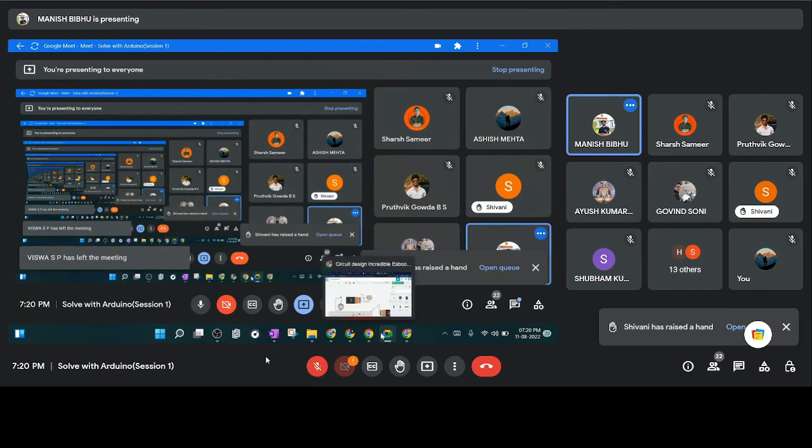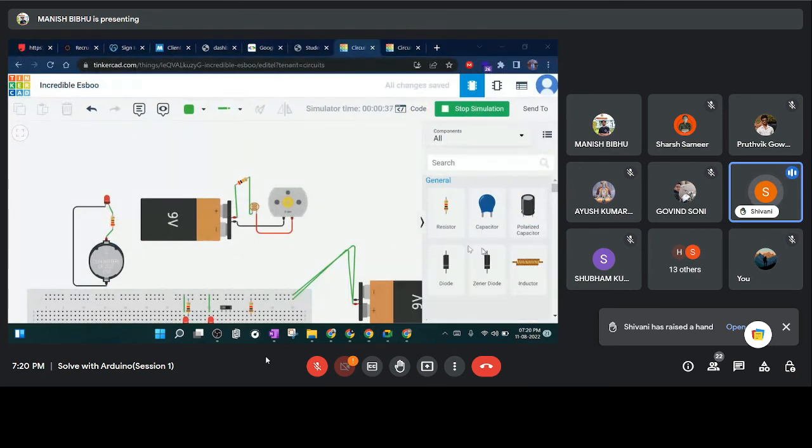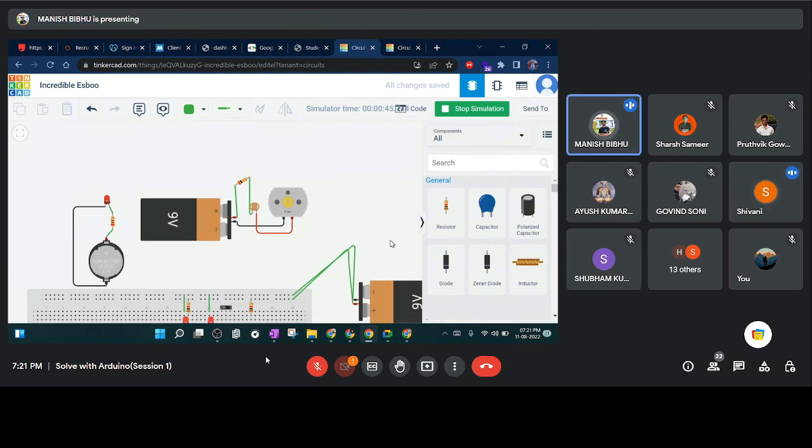Shivani asked, does the light motor have an application in different devices that we see nowadays? Yes, we can use the motor in an automatic door. So we can use the sensor for operating different devices with light.